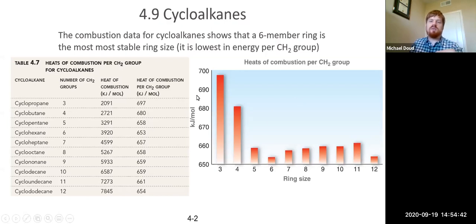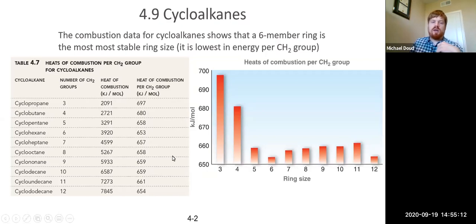So for cyclopropane, we take its heat of combustion, divided by 3, and that gives us 697 kilojoules per mole. Cyclobutane comes in at 680 kilojoules per mole. Cyclopentane down to 658. Cyclohexane, that's our minimum, at 653. And then from there, we go up to cycloheptane at about 657, and we only moderately increase until we hit, say, cycloundecane at 661.